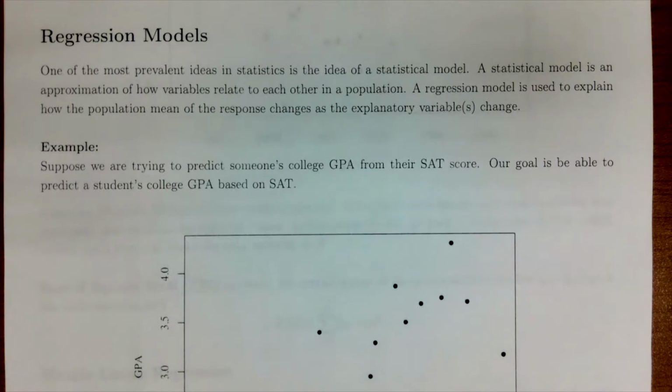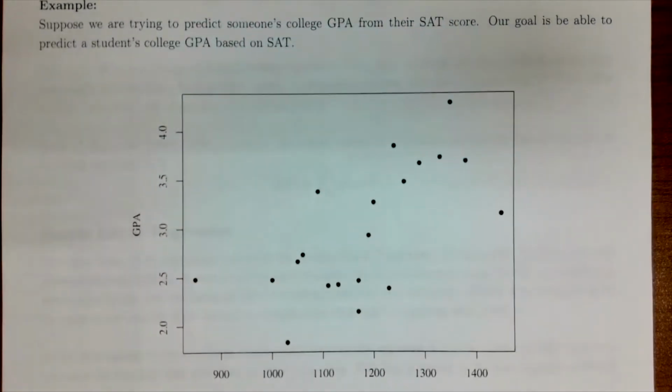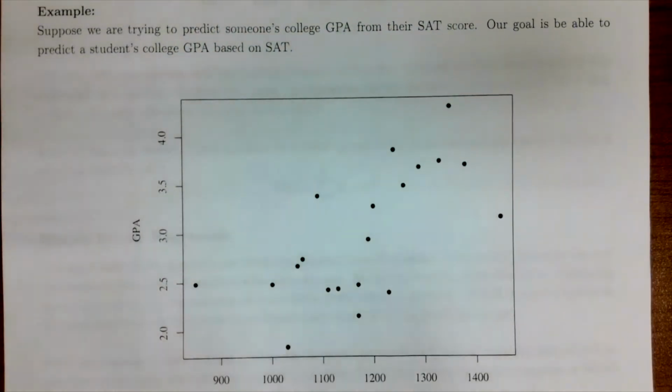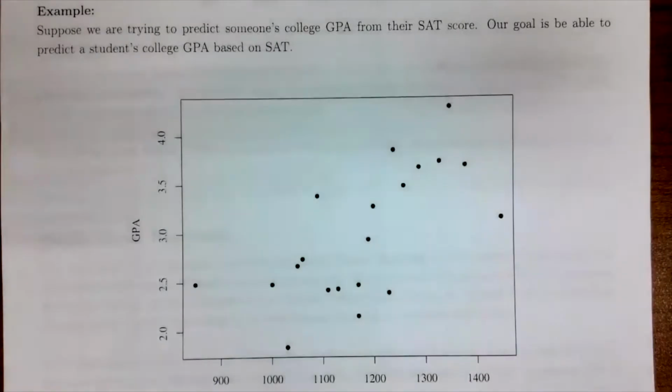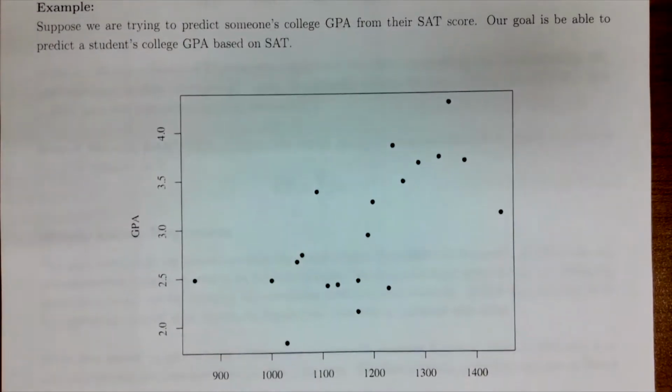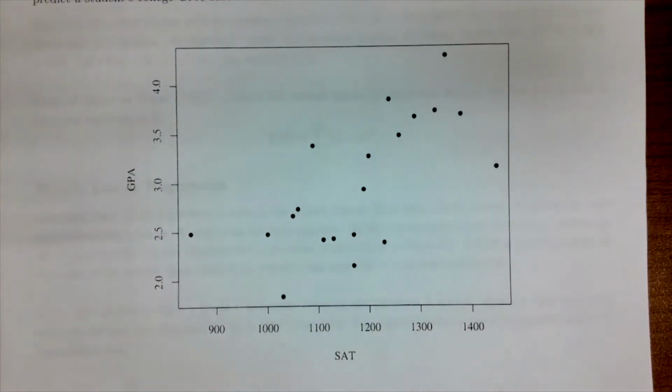Okay. But to motivate us and understand why we need models, let's go to a simple, common example we see. So let's say we're trying to predict someone's college GPA from their SAT score. That's our goal, to be able to make a prediction. Okay, so the first thing I do is I plot my data. I look at it, seems pretty linear, we're going to keep going on it.